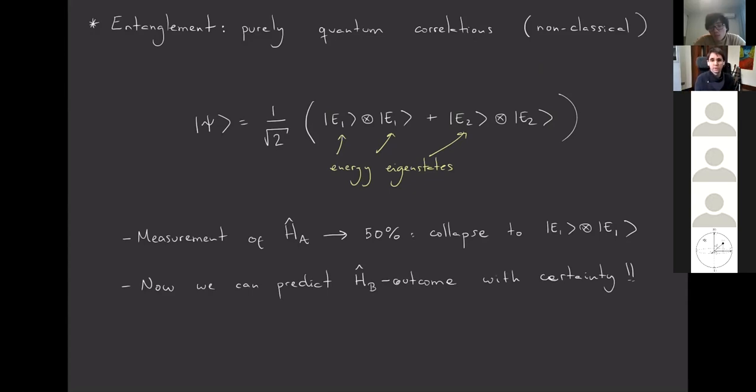This, in other words, means that system B and system A are correlated. However, they are correlated in a very special way, because the correlations are encoded in a superposition.